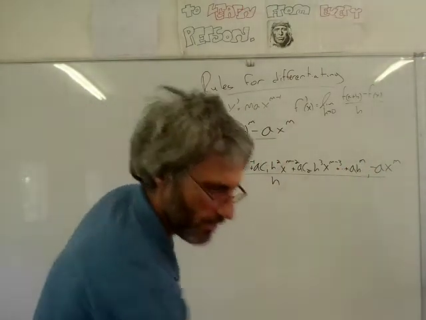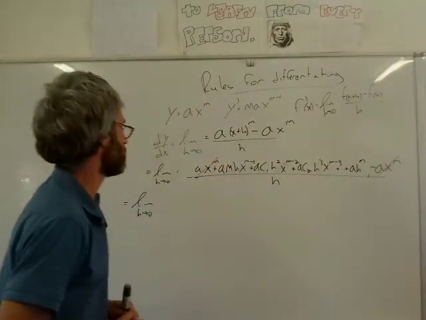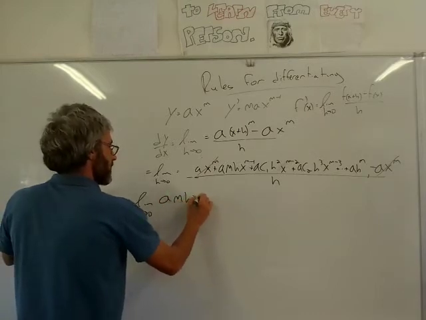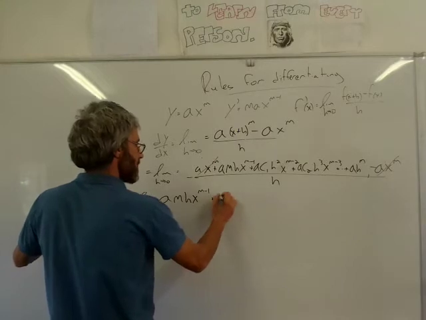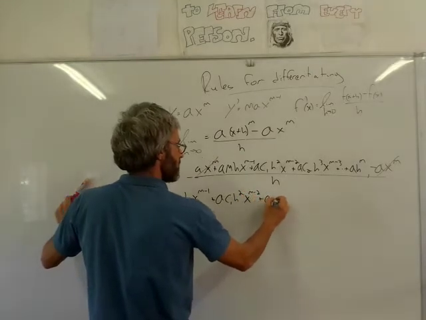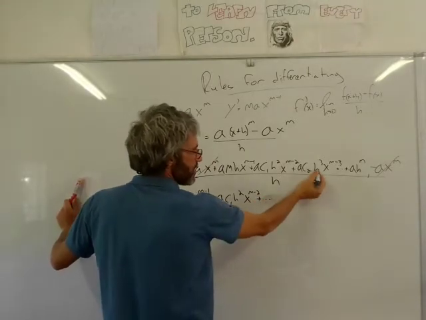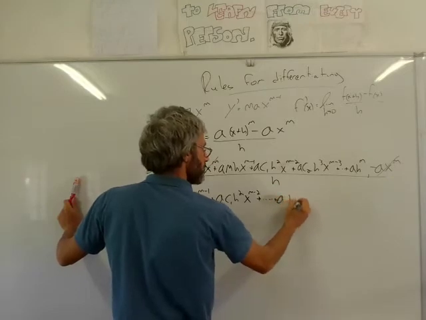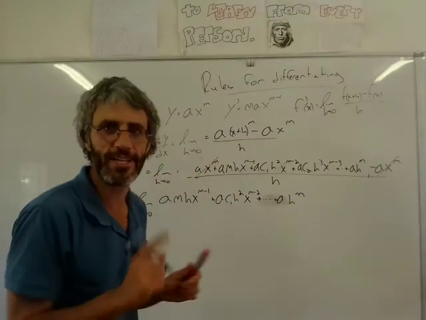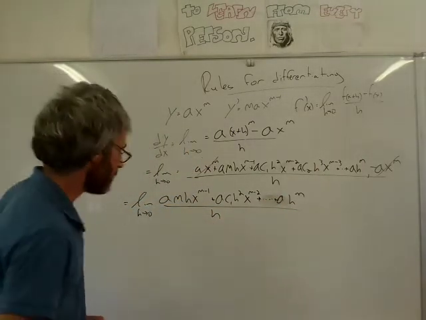Now, get my red pen. And you can see a x to the power n cancels out. So I have a n h x to the power n minus 1 plus a c1 h squared x to the n minus 2 plus a c2, I'm not even going to write that one, I'm just going to say dot dot dot, it has an h there, up to a h to the n. You'll see why I don't actually even need to write that, and you'll see it in a second. But it's there. It's just in the dot dot dot there. Divide by h.